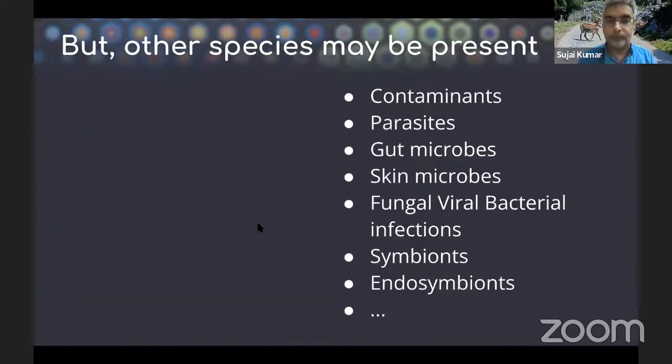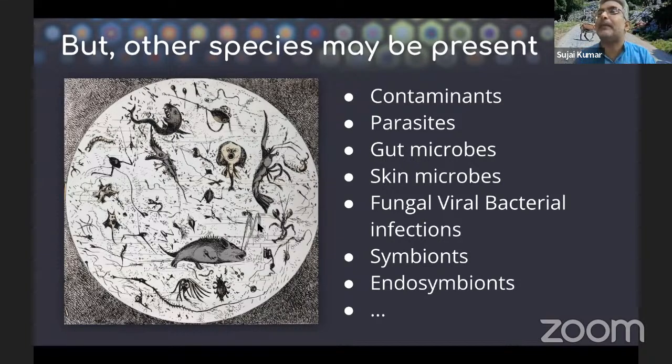What can go wrong? One of the things is that other species may be present in your sample, in your assembly. And the reason for that is it could be a contaminant. So it could be a lab contaminant or an air contaminant or even a human contaminant, or it could be a parasite of that organism that you're trying to sequence, or it could be the gut microbes and bacteria that live inside the stomach of that organism or on the skin, or it could be a fungal or viral or bacterial infection. Or it could even be symbionts, so things that always come along with the organism. For example, there is a fish which has bacteria that live in a little sac inside it, which is what causes it to have bioluminescence.